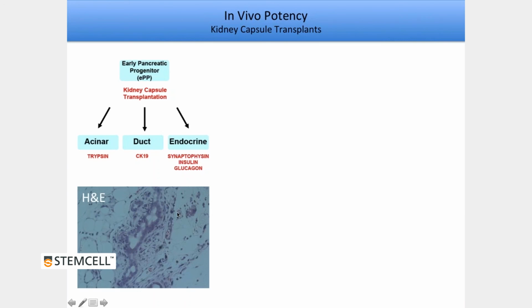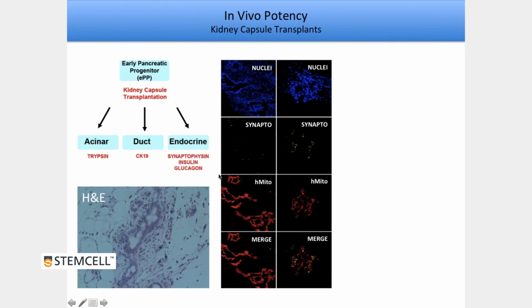So this image just shows you an H&E staining of the implanted cells. And what you can see here are these very nice duct structures which are characteristic of these implants. So firstly, I stained the implanted tissue for a marker of human mitochondria, just to check that the cells I think are implanted really are of human origin.